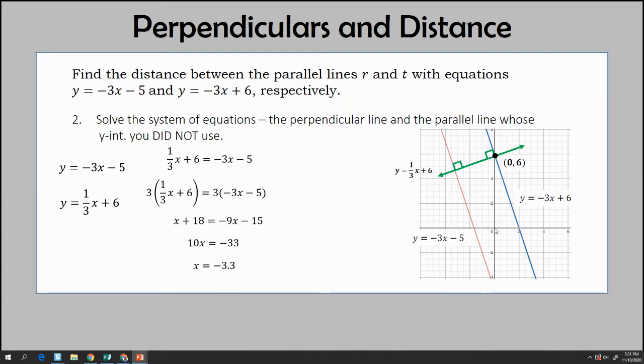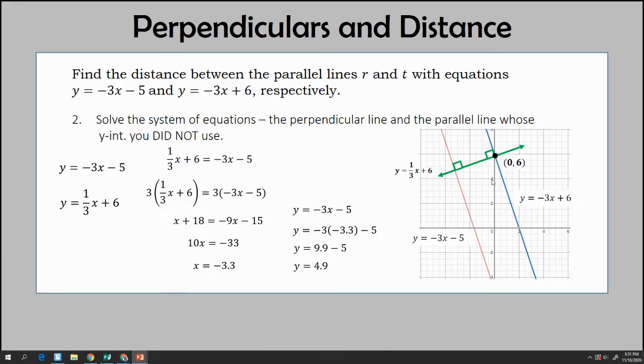Okay, so I know I'm coming over negative 3.3 is the x coordinate for this point right here. Now, where is it on the y-axis? Well, take our negative 3.3 and plug it into either one of these two. Okay, I took the top equation. I'm going to put negative 3.3 in place of the x to find the y. Okay, 9.9 minus 5 is 4.9.